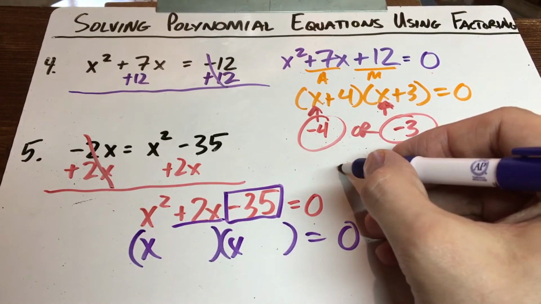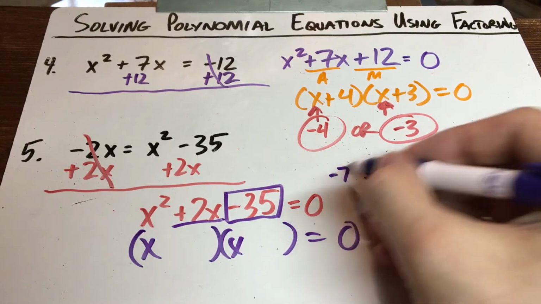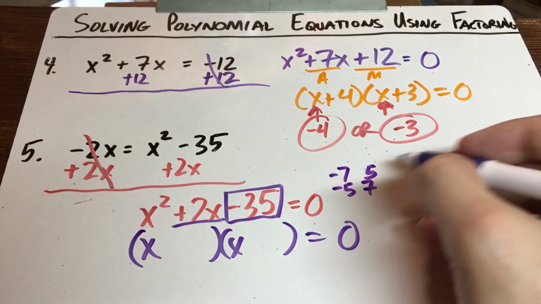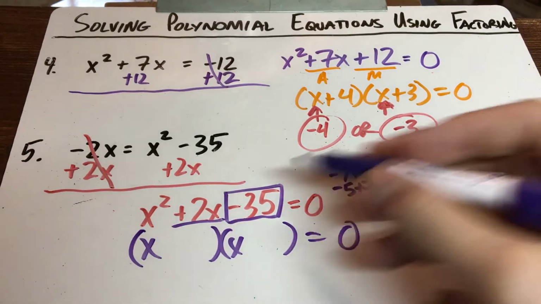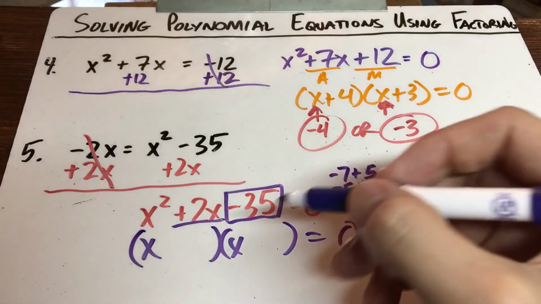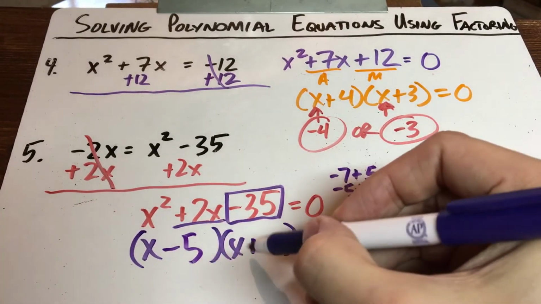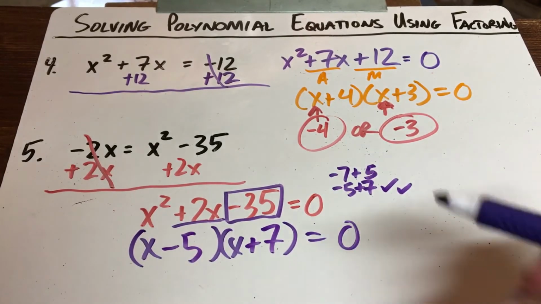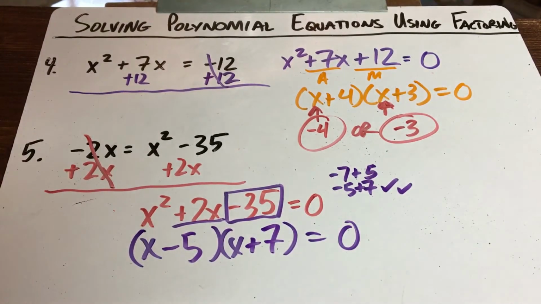35. That's probably 7 and 5, right? But it's either going to be -7 and +5 or -5 and +7. Which one of these would equal +2? I think it's this guy right here, right? -5 plus 7, so -5 and +7. Okay, now I have my 2 parentheses. It is factored. I can use the zero product property now.